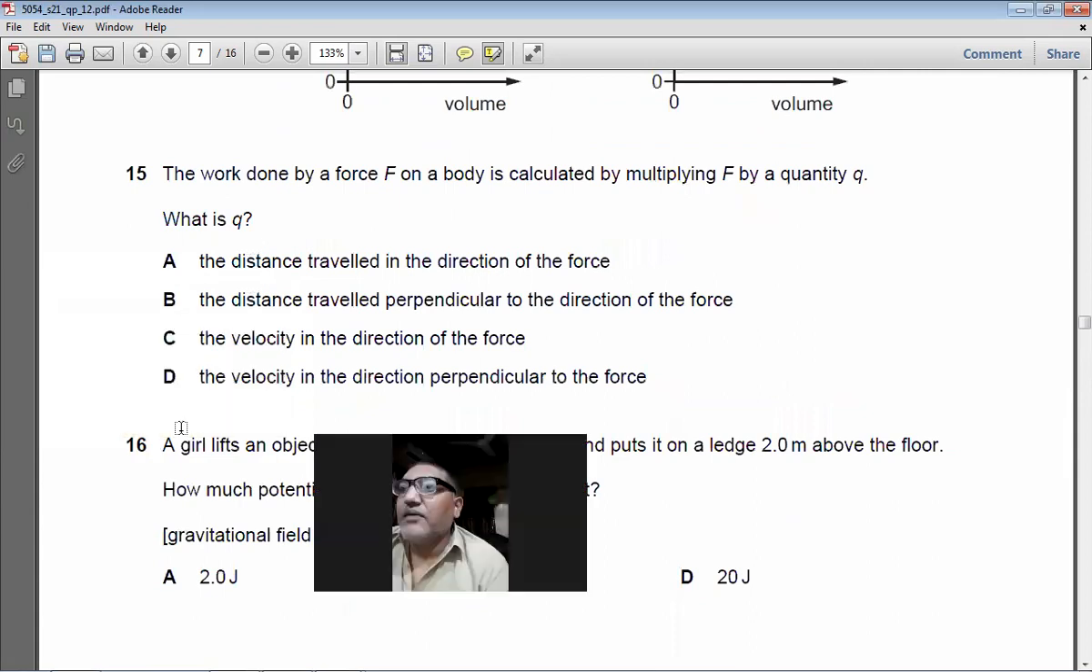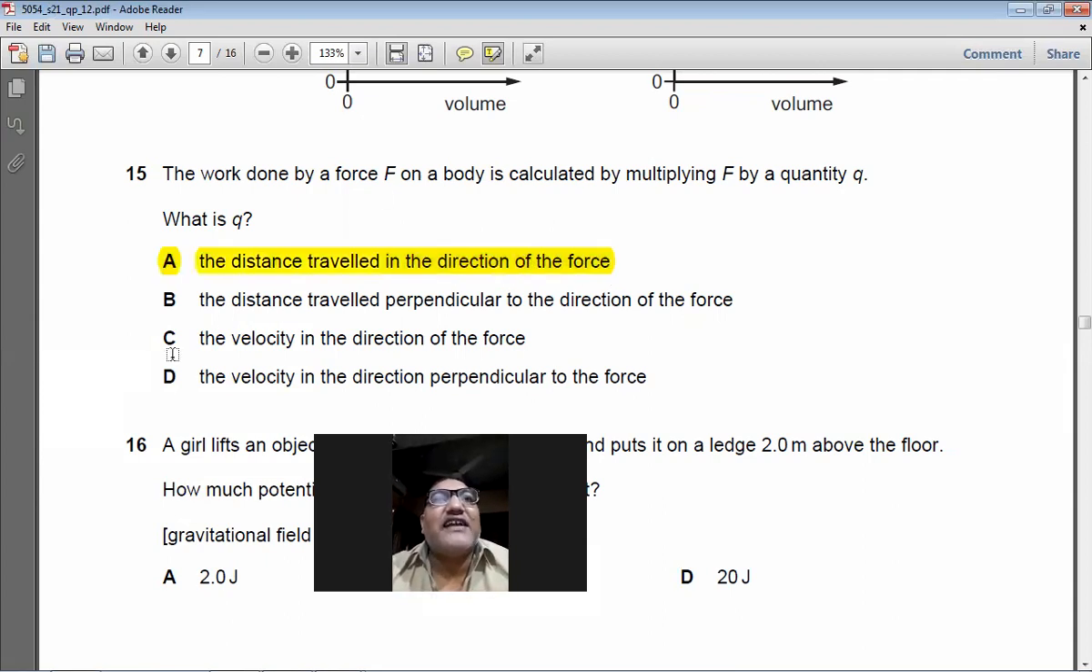So the next question coming up on your screen is question number 15. He says, the work done by a force F on a body is calculated by multiplying F by a quantity Q. What is Q? Okay, so the work done, you remember the formula of the work done? The work done is equal to the force applied multiplied by the distance moved by the body in the direction of the force. A famous formula for the work done. Work done is equal to the product of force and the distance moved by the body in the direction of the force. So the distance traveled in the direction of the force.